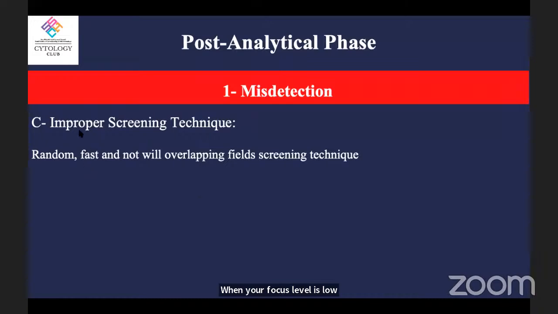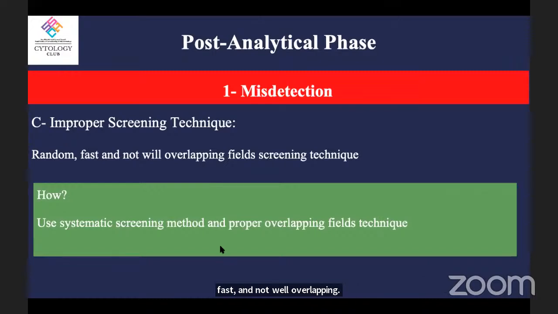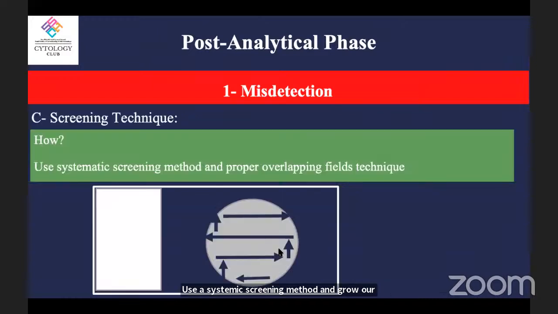The third reason is improper screening technique, where the screening is random, fast, and without well overlapping fields. And how could we avoid it? Use a systematic screening method and proper overlapping fields technique. As we see here, this is an example. When you start the screening, you may start from the bottom right side to the left up, or from up to down. It depends, but you have to use a systematic method.